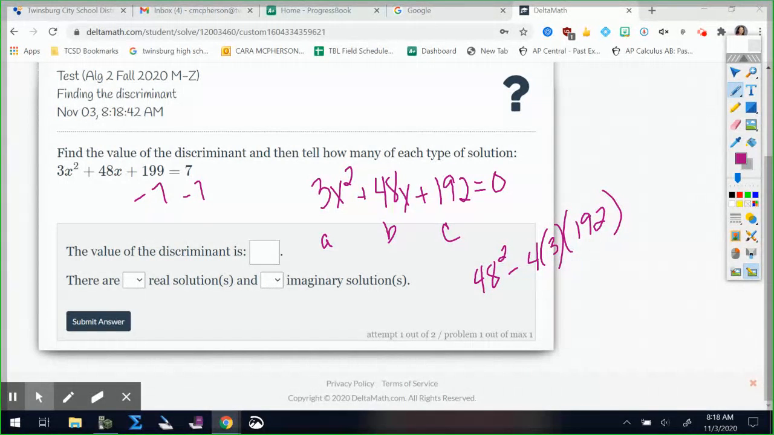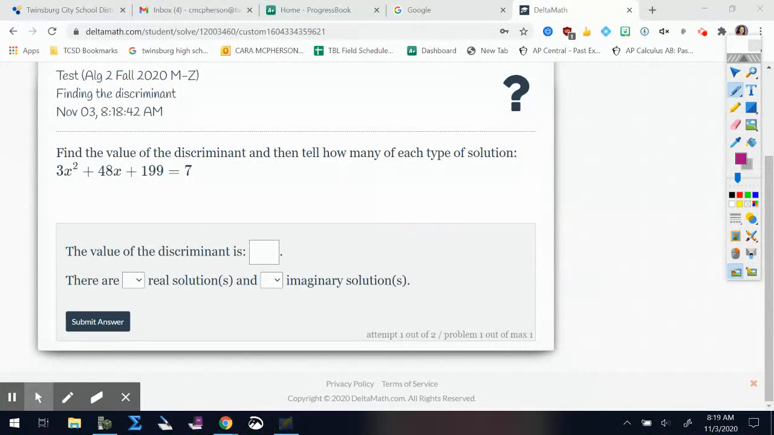And again, calculator is wonderful to have to do this. I'm going to do it on my calculator next to me, so you won't see this, but I promise I'm typing it into my calculator. So 48 squared minus 4 times 3 times 192 is 0. So I'm going to enter that into that box. So you're going to enter 0.